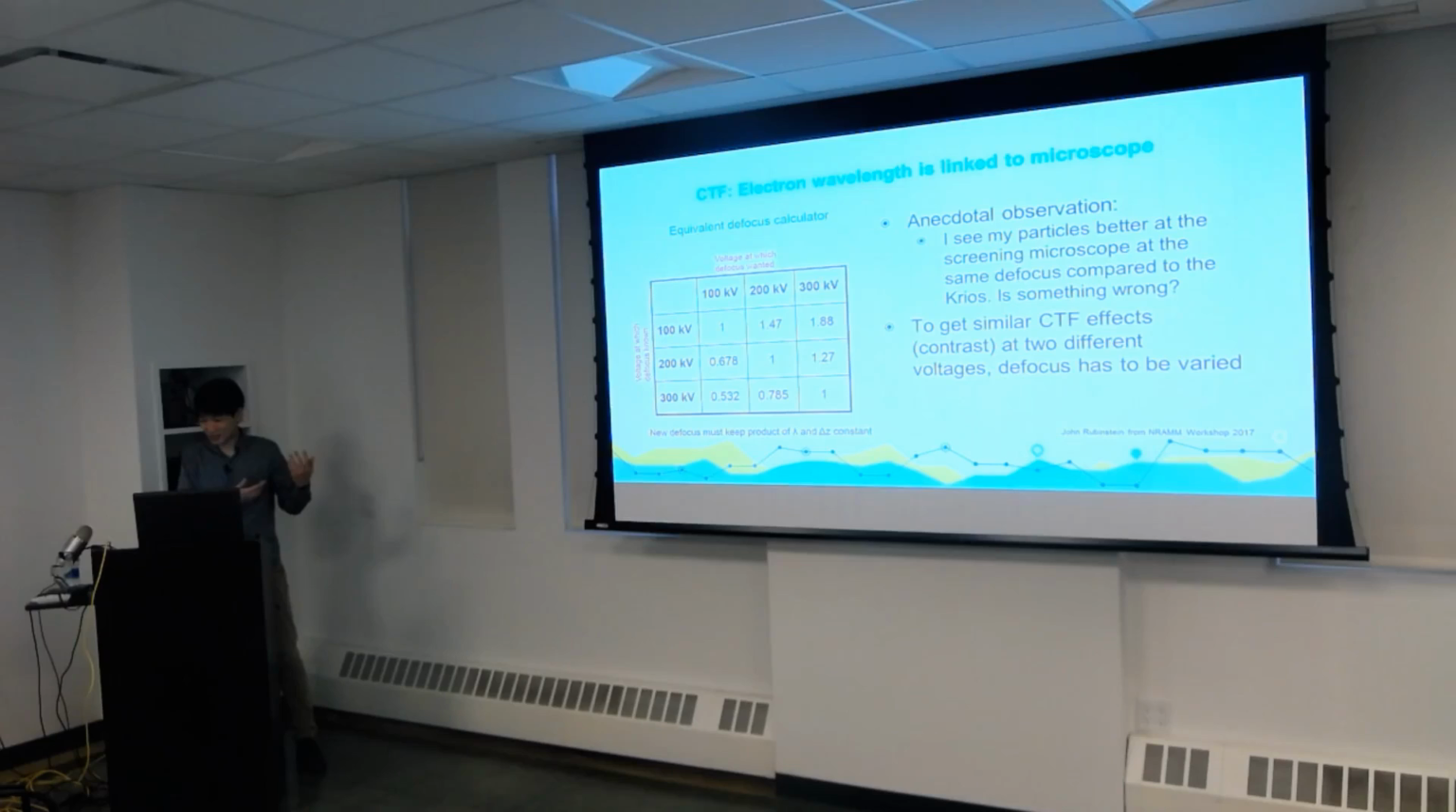So this is a nice table from John Rubinstein from the NRI workshop, showing at different kVs what defocus value you need to use to get equivalent contrast. For example, at 300 kV, to get the same contrast as you get at 100, you need 1.8 times the defocus value. And vice versa, if you have imaged at 300 kV and you want to go to a screening microscope and see the particles with the same contrast, you need about half the amount of defocus to get there.